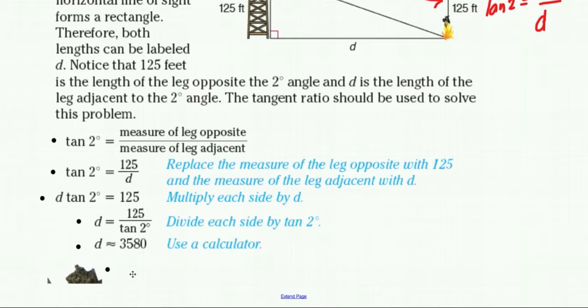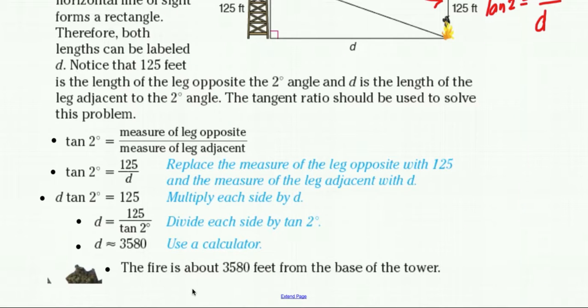You end up with approximately 3580. So, what does that mean? The fire is about 3,580 feet from the base of the tower. And that's how we use our hypsometer to find out the distance of the fire from the fire tower. Okay?